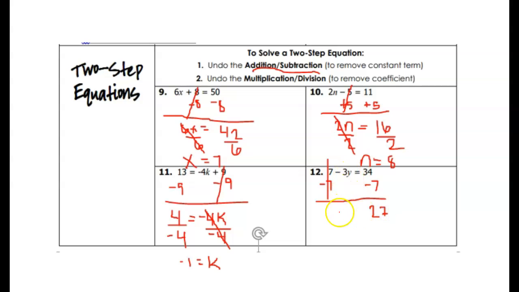I'm going to move my 3y down, and I'm not going to forget the negative sign. So this is negative 3y. Are you seeing that, guys? And that negative 3y, I see it's being multiplied by that y, so I got to do the inverse operation. I have to divide by negative 3 on both sides. Okay? Once I divide by negative 3 on both sides, I end up with y equaling negative 9.